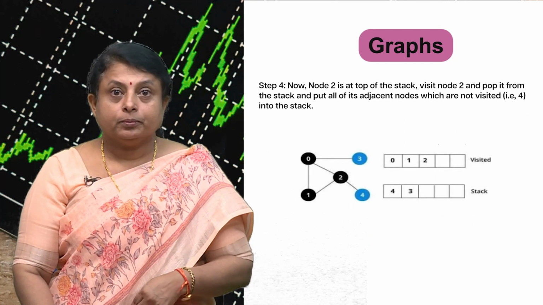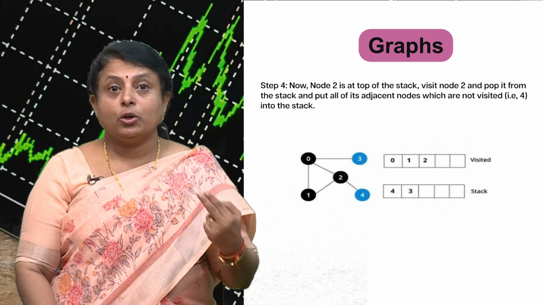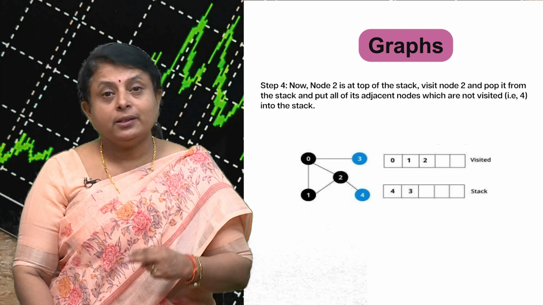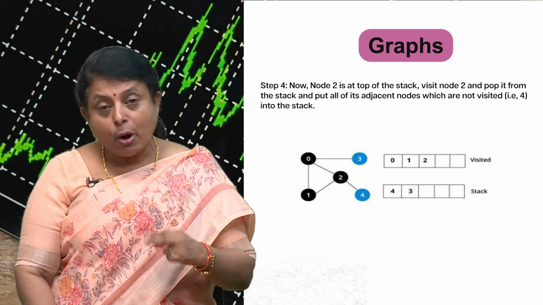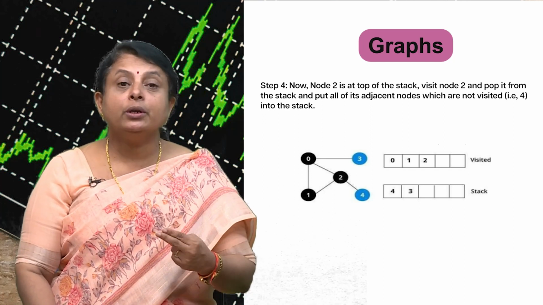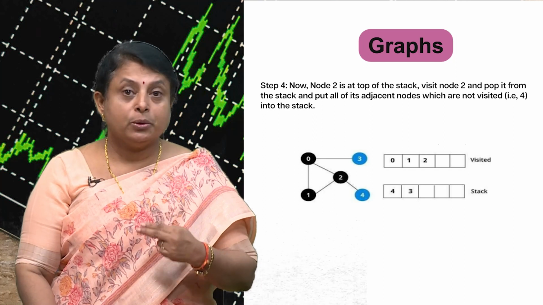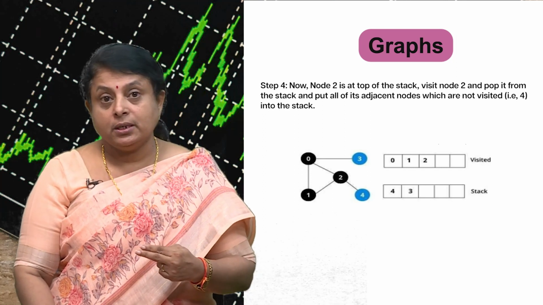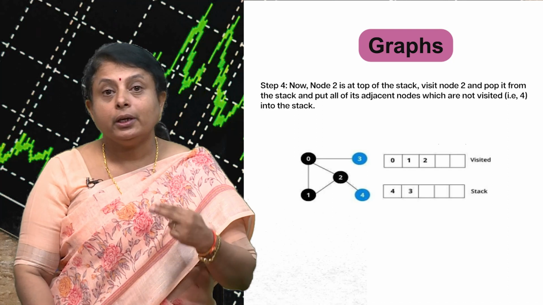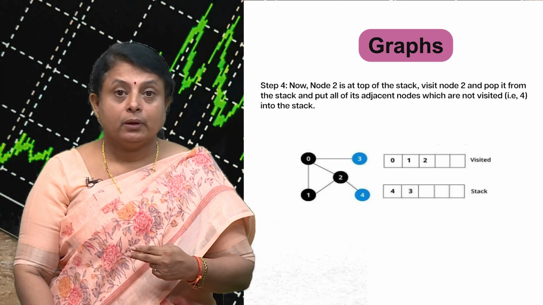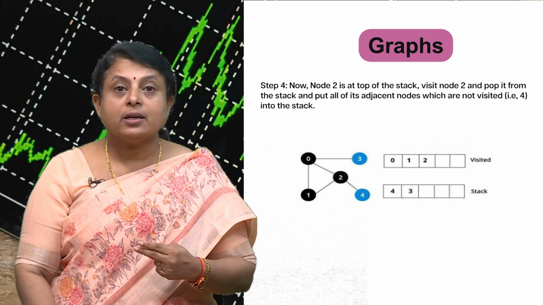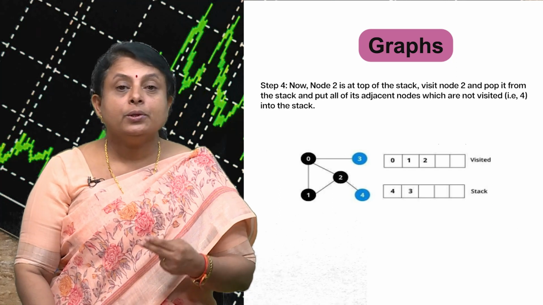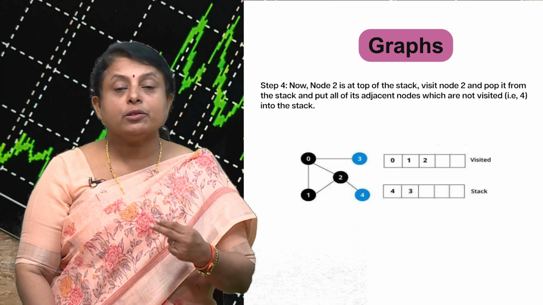Step 4, now node 2 is at the top of the stack. So, visit that node 2, pop it from the stack and put all its adjacent nodes which are not visited, that is 4, into the stack. So, the visited list now contains 0, 1 and 2. The stack contains the elements 4 and 3.